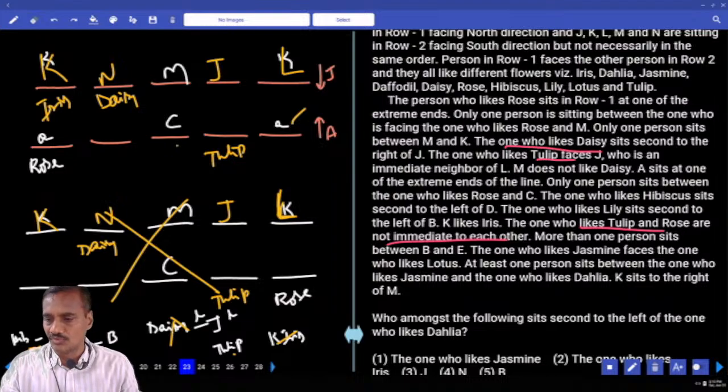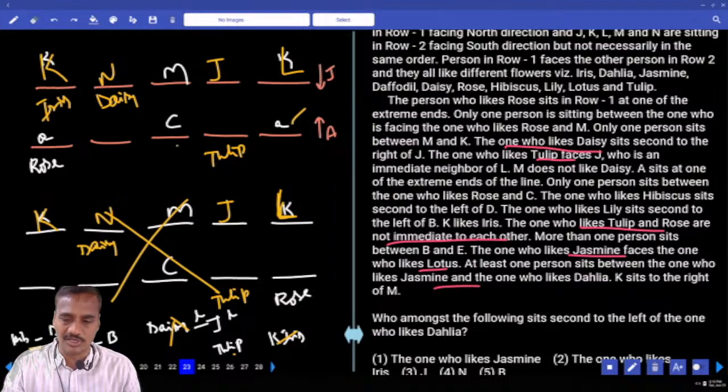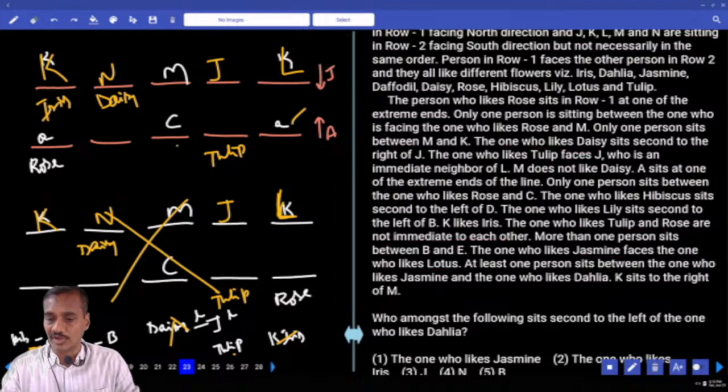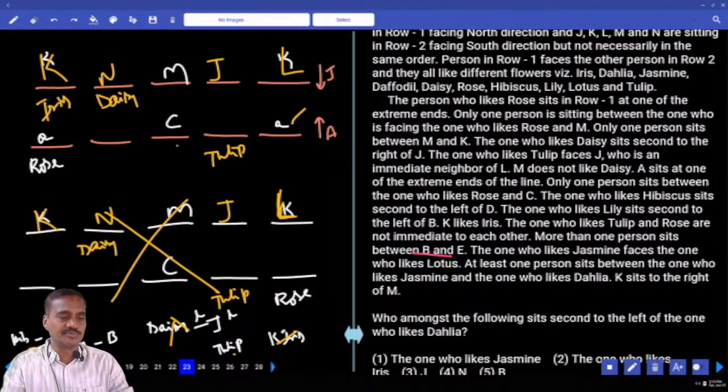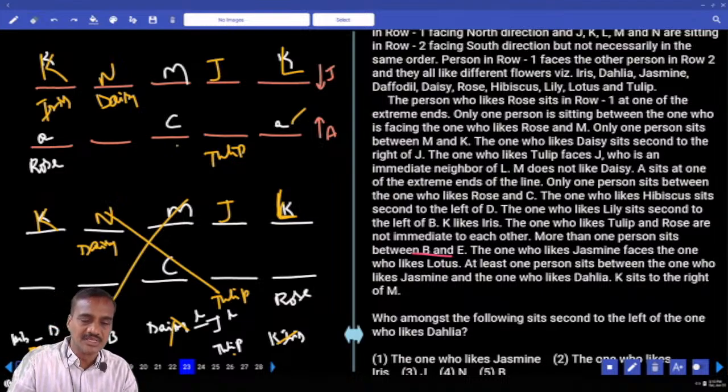Then next one: who likes jasmine faces the one who likes lotus, and at least one person sits between jasmine and dahlia. K sits to the right of him. And more than one person sits between B and E. Now, more than one person between B and E means at least two persons must be there.